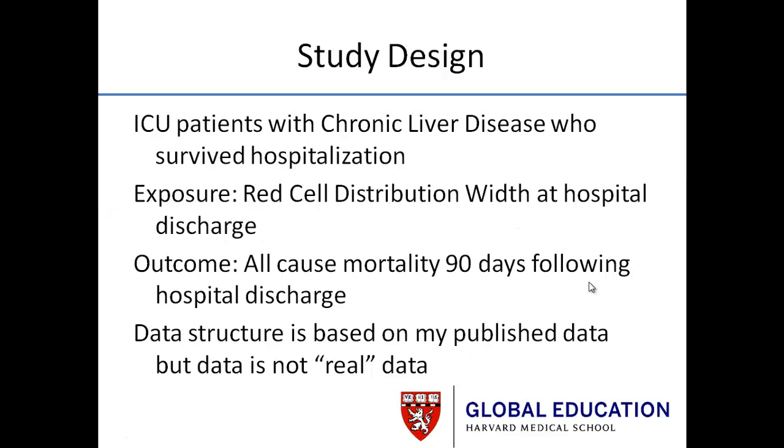First, a bit of an overview of our study design of the data that we're going to be working with. These are intensive care unit patients who have chronic liver disease, who survive hospitalization. In terms of study design, we're going to look at an exposure, which is red cell distribution width at hospital discharge. And we're going to look at an outcome of all-cause mortality 90 days following hospital discharge.